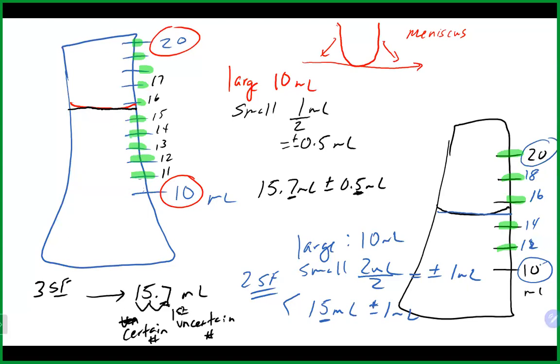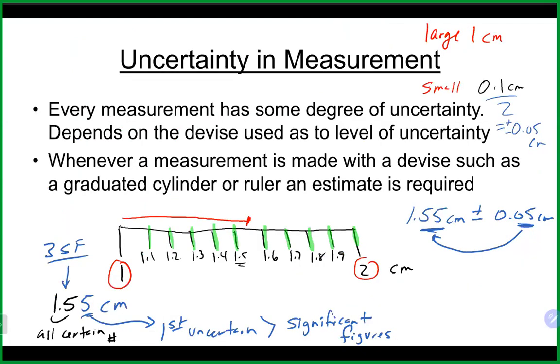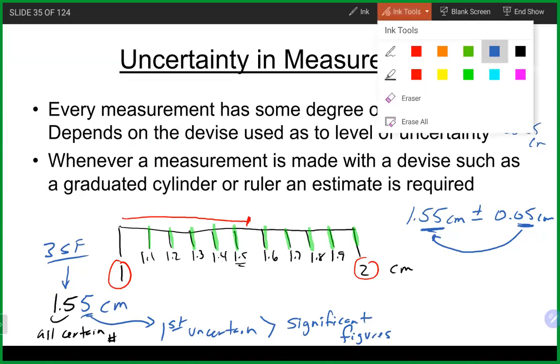This also shows the difference between different scaling. A much better volume measurement would be using the one on the left, right? You could take it to the first decimal place. A worse measurement would be using the one on the right there. Any questions on any of that there? Okay. So let's talk about a couple other things here.